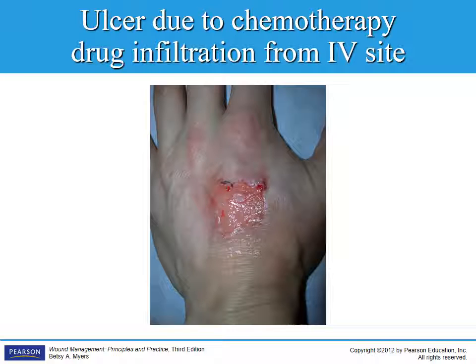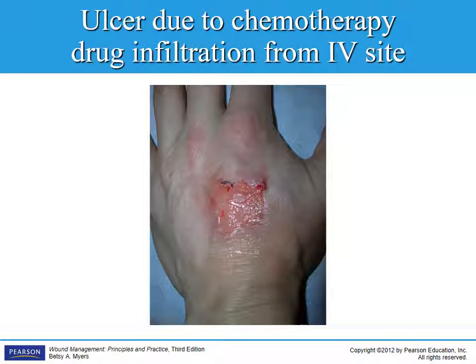This is an example of an ulcer due to chemotherapy drug infiltration from an IV site. If a patient has an IV site and they're getting anything through that IV that could harm the skin, if it doesn't go directly into the vein or the artery, if the needle is not placed correctly, it can infiltrate and damage the tissue surrounding that artery.